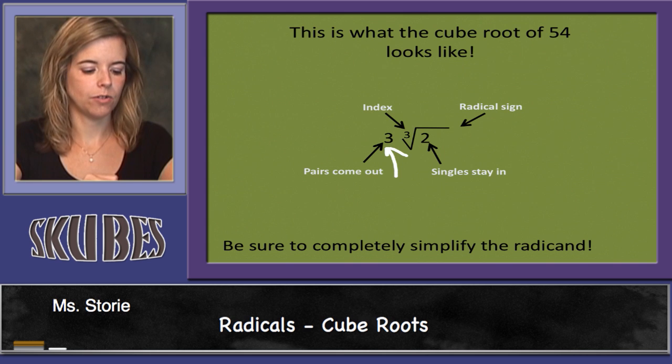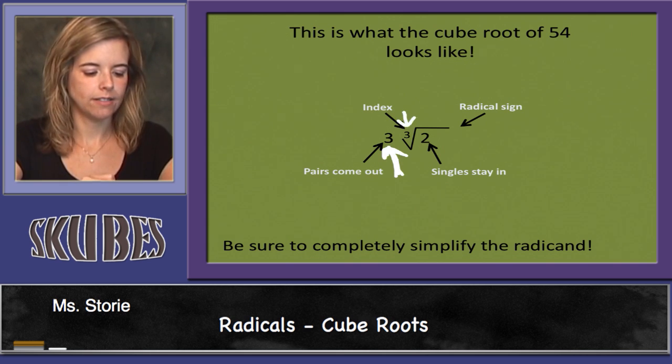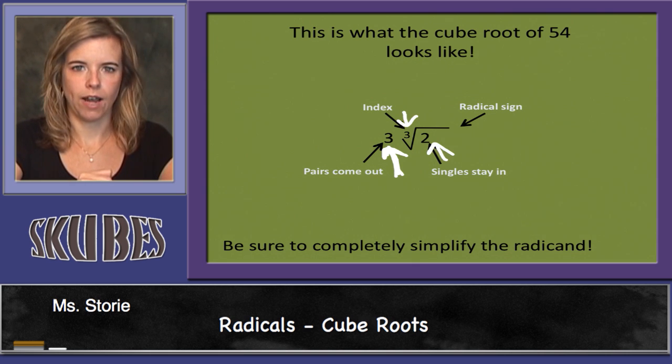This is what it would look like. Here comes out that triplet of 3's. You only write it one time to indicate it's a group of 3's. Your index is still 3 because we're looking for cube roots. And that lonely 2 stays back under the radical sign.